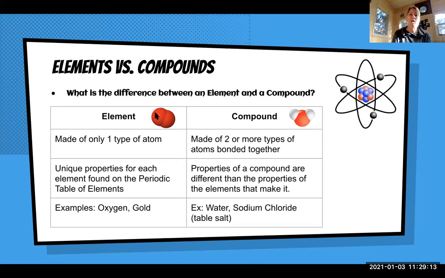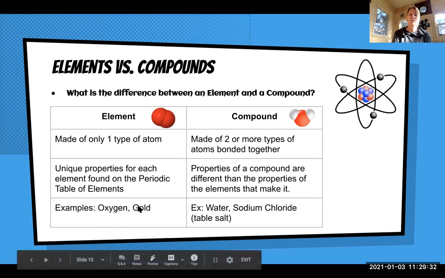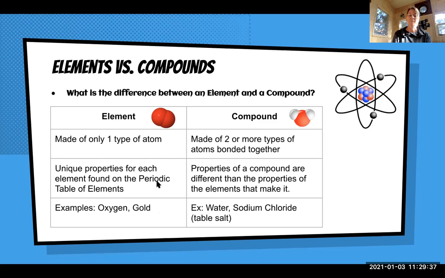So we have these two oxygen atoms bonded together in this example to make molecular oxygen. And this has some unique properties based on the properties of the element found on the periodic table. So oxygen on the periodic table has specific properties, and we have their own specific properties here as well. So pure gold, oxygen, anything that's bonded to itself would be an example of an element.